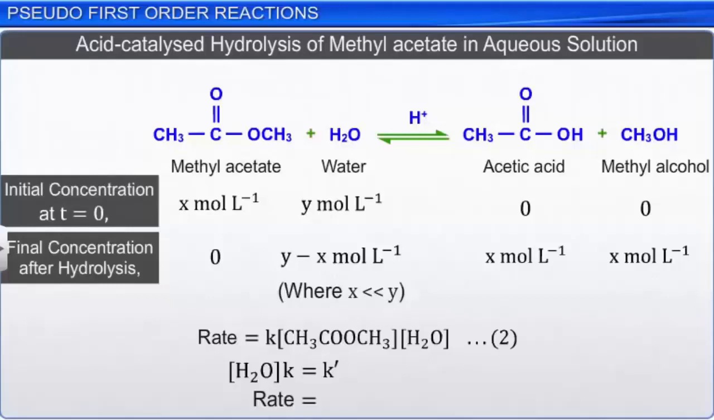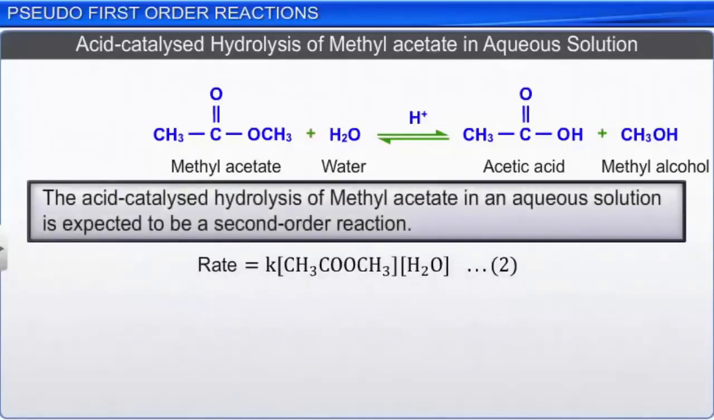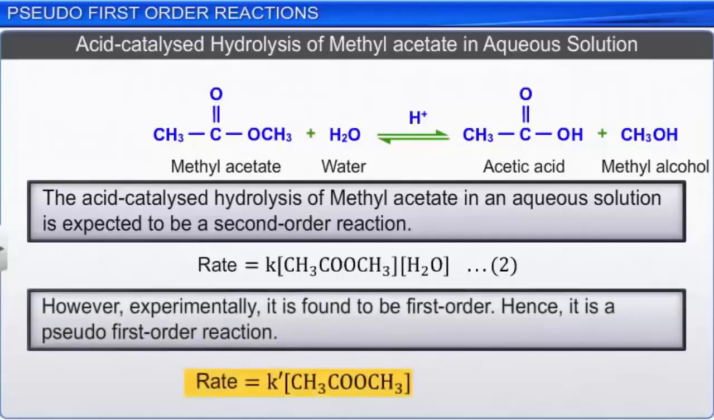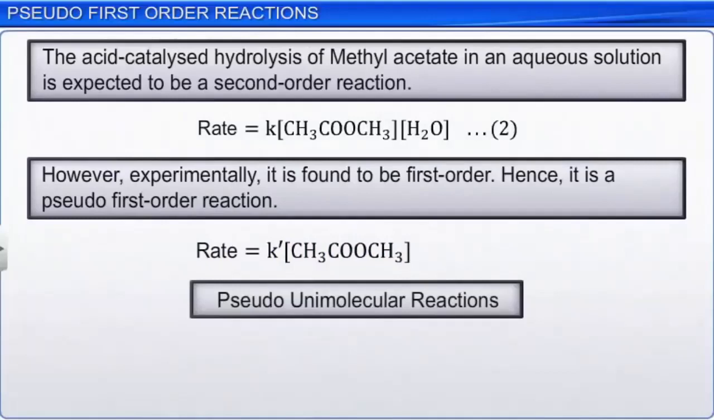acetate. The acid-catalyzed hydrolysis of methyl acetate in an aqueous solution is expected to be a second-order reaction. However, experimentally, it is found to be first-order. Hence, it is a pseudo-first-order reaction. It is also called a pseudo-unimolecular reaction because even though the molecularity of the reaction is 2, its order is 1.